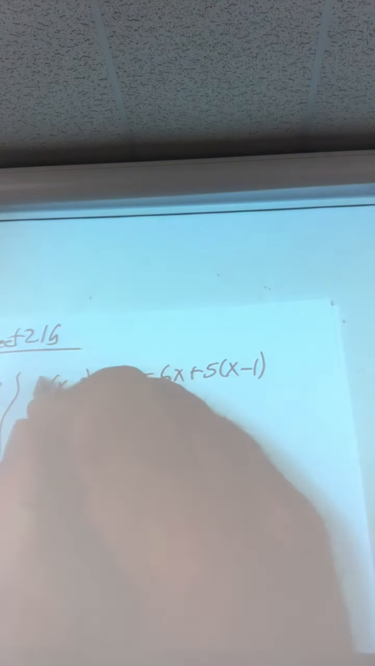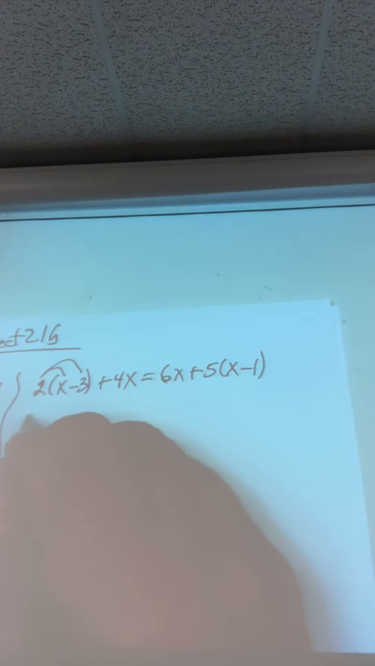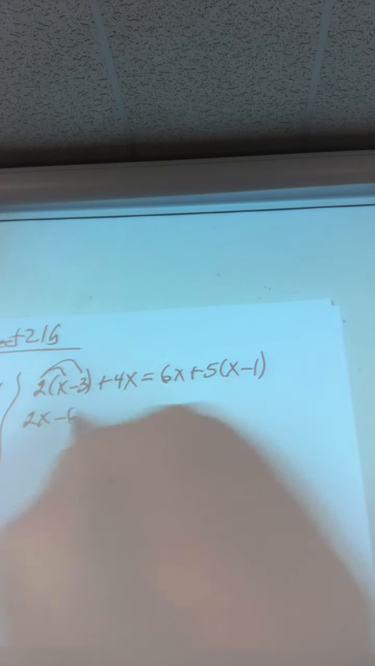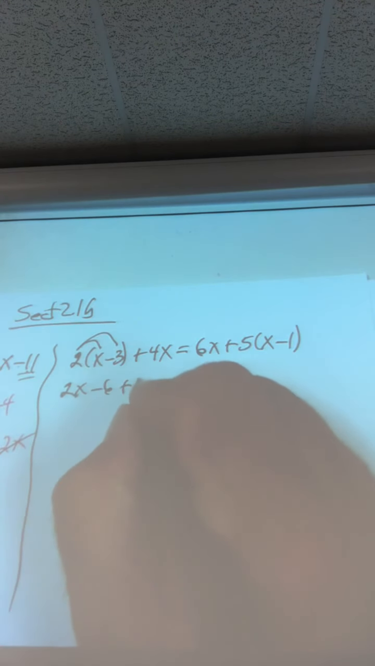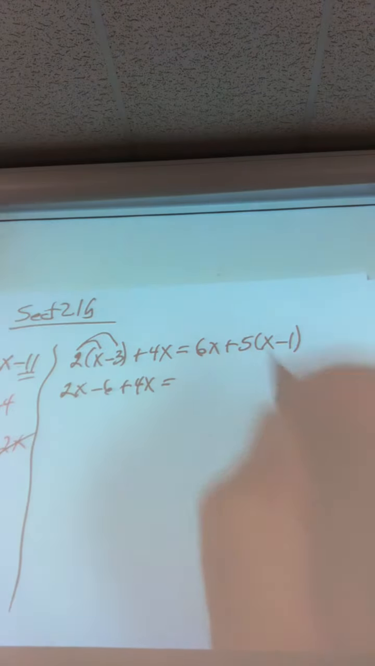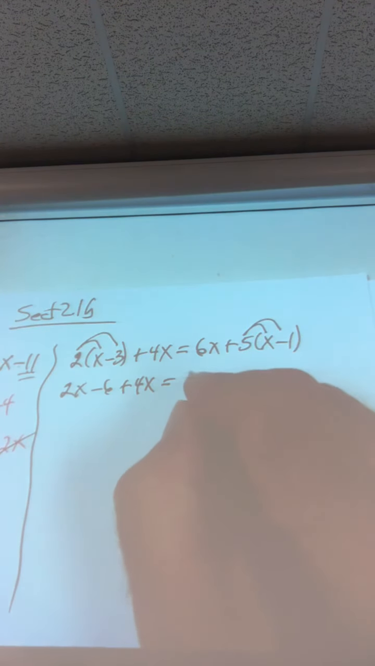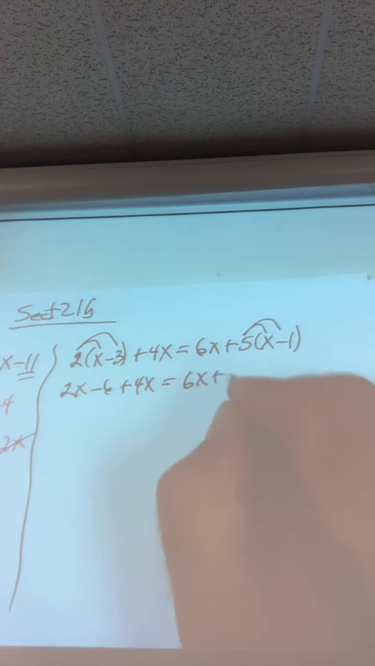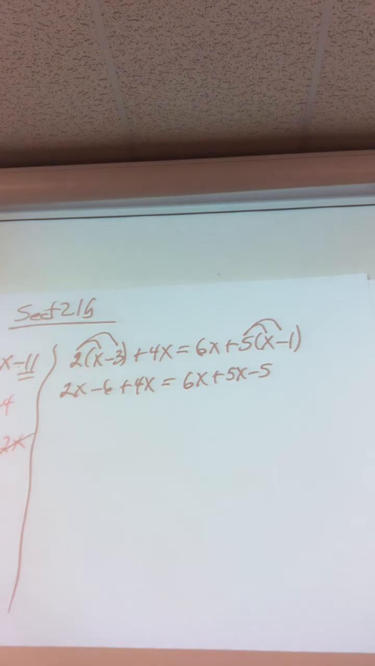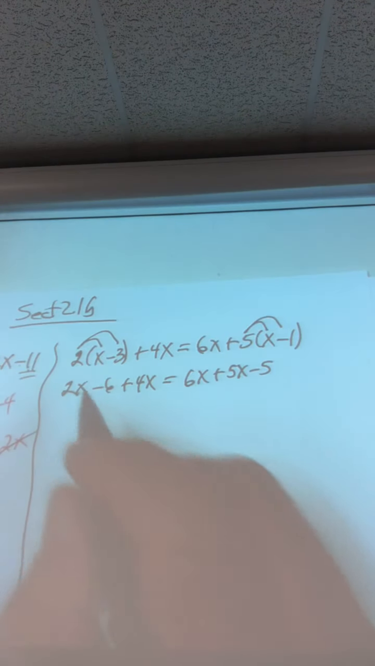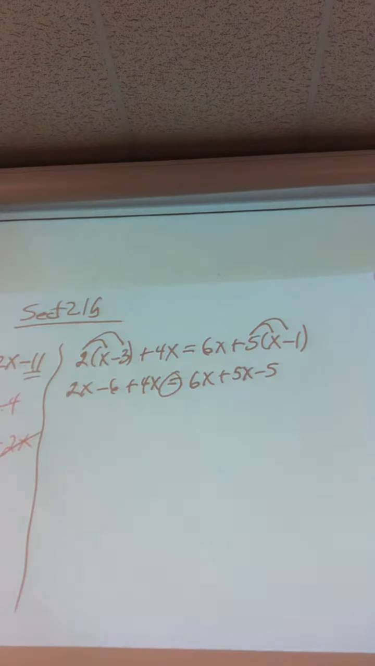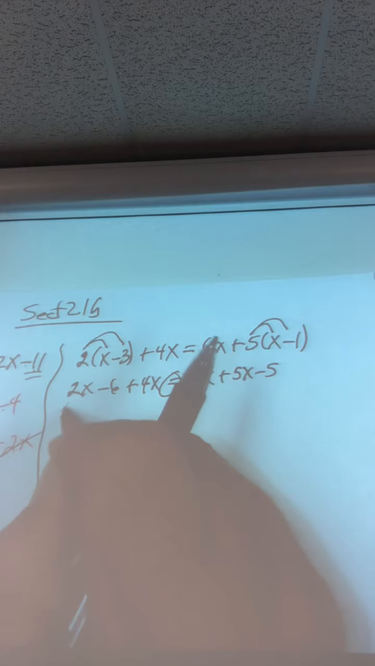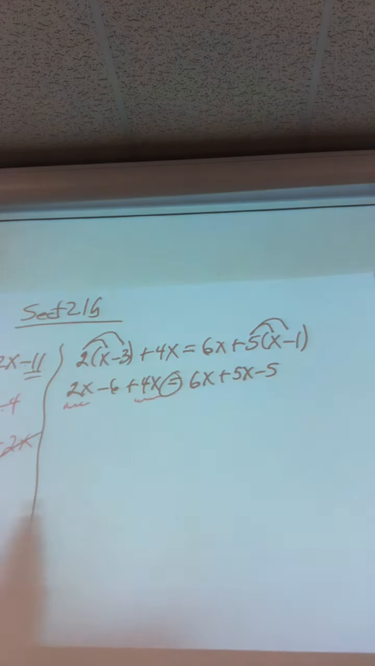So let's distribute this 2. So this would be 2x minus 6. Bring down the plus 4x equals, and then distribute with this 5. 6x plus, and this is 5x minus, and then 1 times 5 is 5. All right, now let's add the x's together. Here's my equal sign. I'm still cleaning up both sides. Well, look at the left side. You've got an x term here and an x term there.